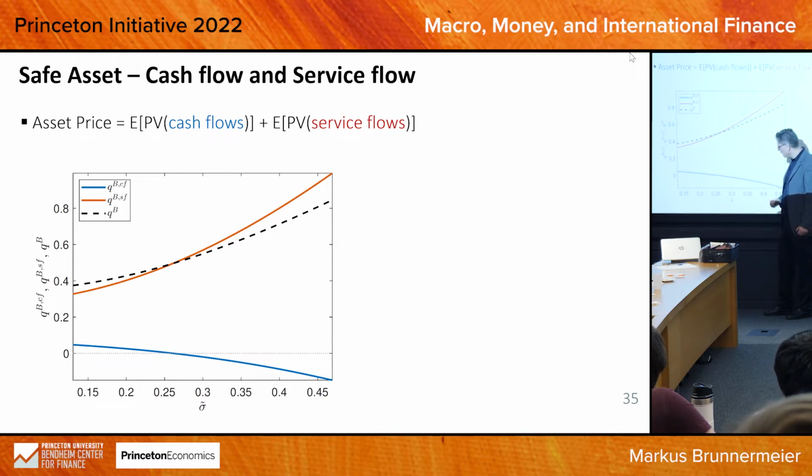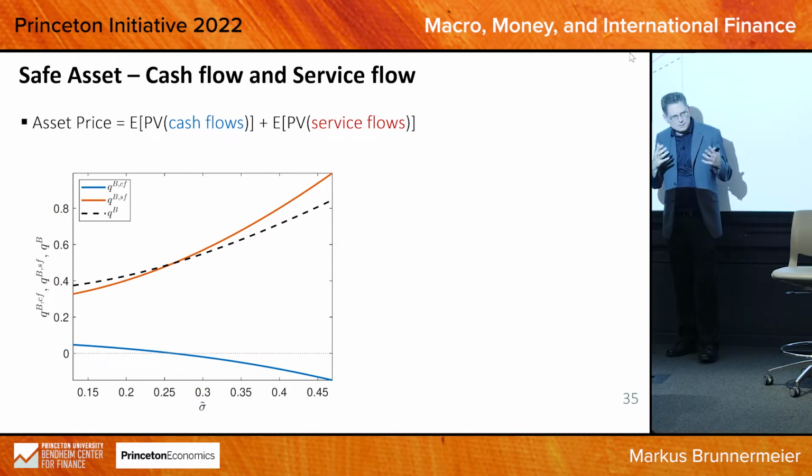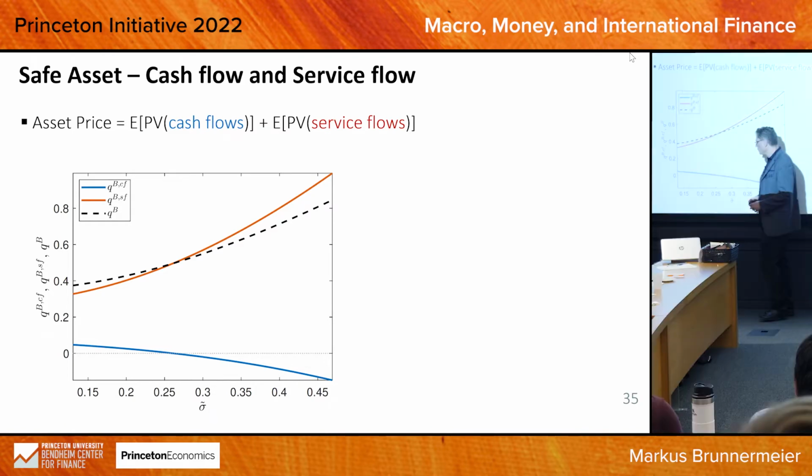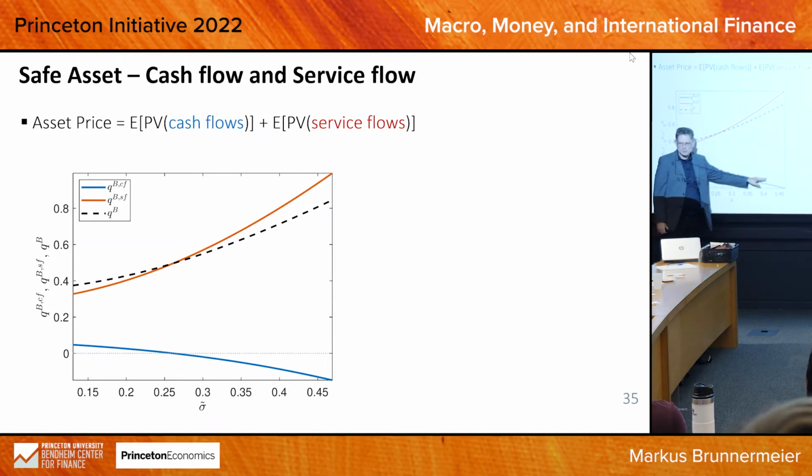Okay. And what you see, if you do standard asset pricing, you would actually say, okay, you have primary surpluses when we're in a boom, and primary deficits when we're in a recession.